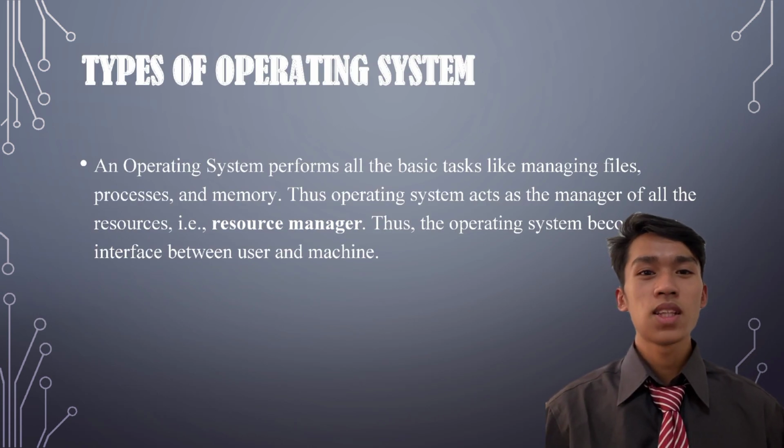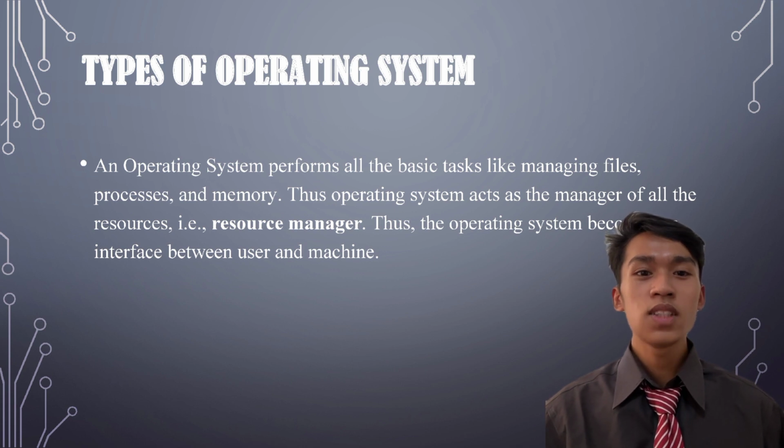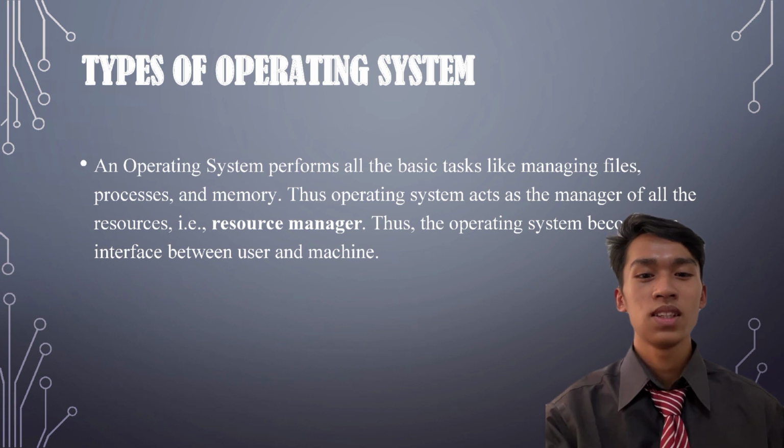Types of operating system. An operating system performs all the basic tasks like managing files, processes, and memory. Thus, the operating system acts as the manager of the resources, like a resource manager. Thus, the operating system becomes an interface between user and machine.